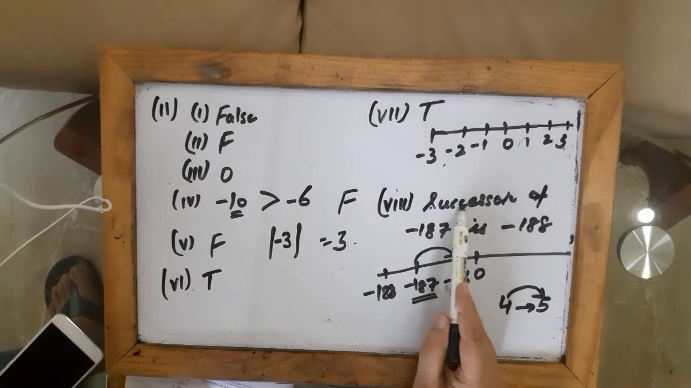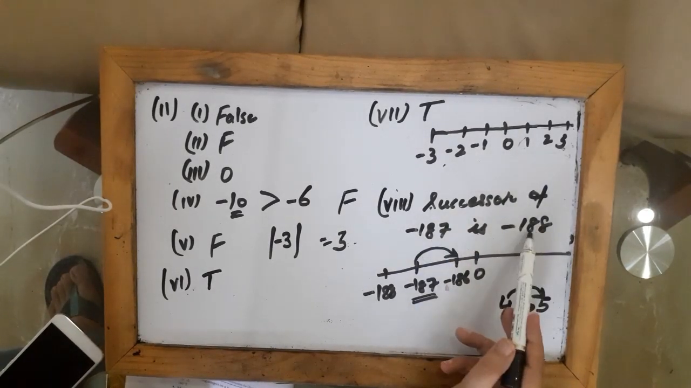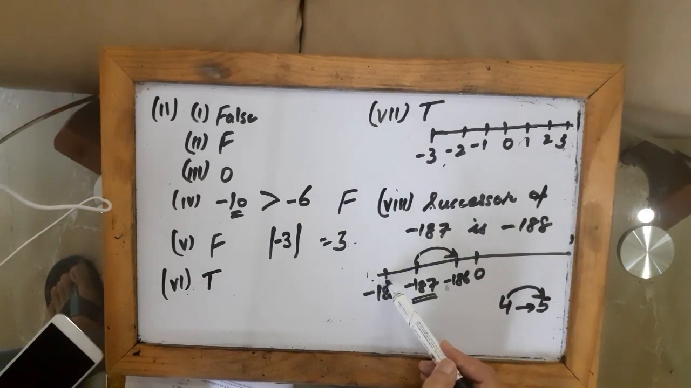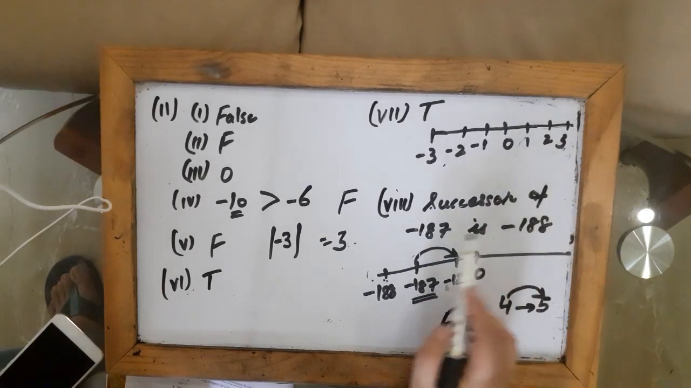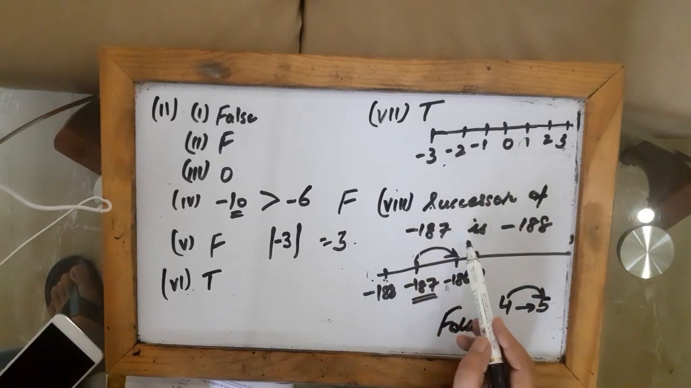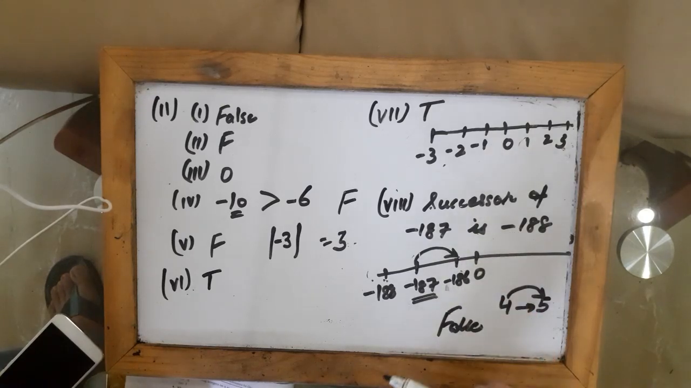But they are saying the successor of minus 187 is minus 188. So minus 188 is a predecessor. We move to the left to find the predecessor. So minus 188 is predecessor and not the successor of minus 187. So this statement is false. So what will be the successor of minus 187? It is minus 186 and not minus 188.